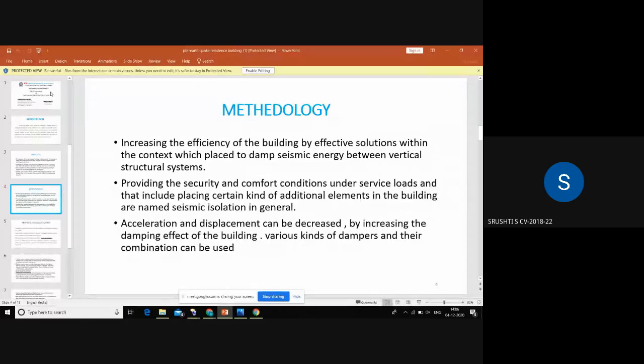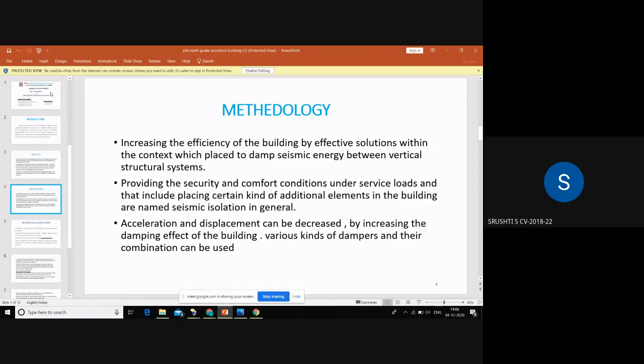So by this, you will understand what is the ultimate purpose of our project. That is to provide additional strength, comfort, and safety to the building. So how do we achieve it? What is the method we are using here? We will know that by the methodology.